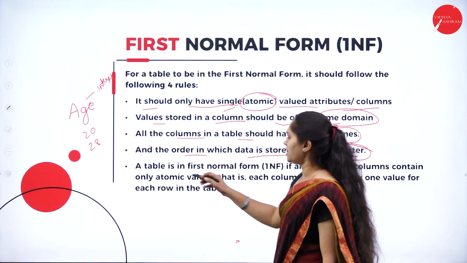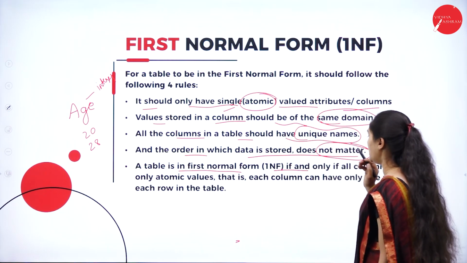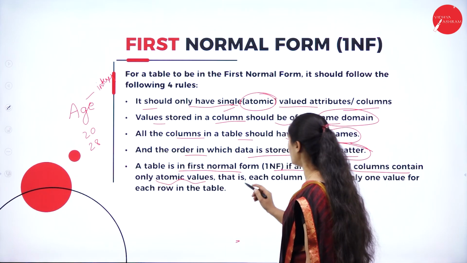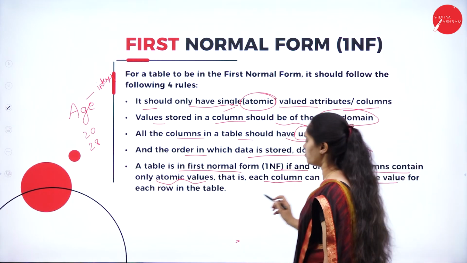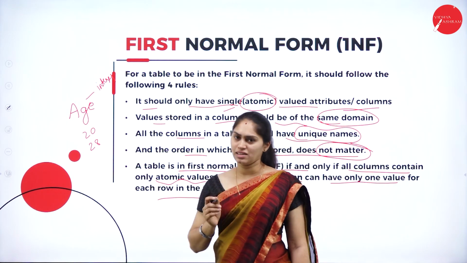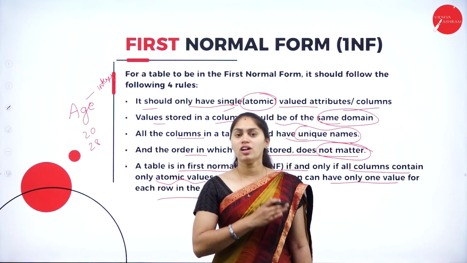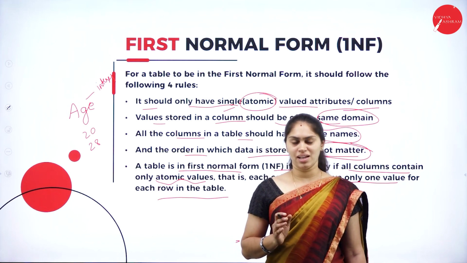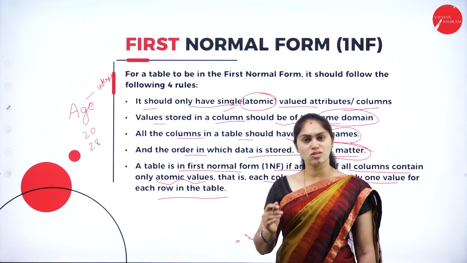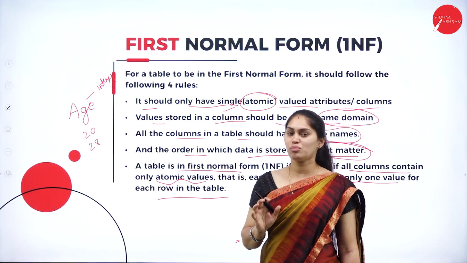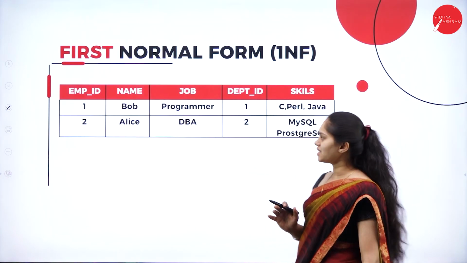Fine. So a table is in first normal form if and only if all the columns contain only atomic values, that is, each column can have only one value for each row in the table. If two rows have the same value for all the columns in a table, then we can say the table is not in 1NF. So in order to make it 1NF, we have to remove some of the content. We'll see the example here.